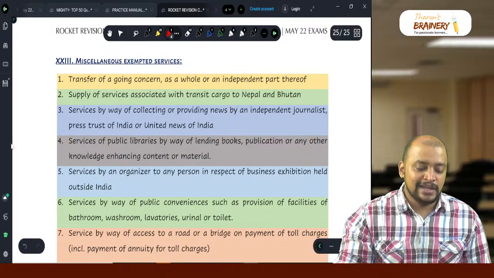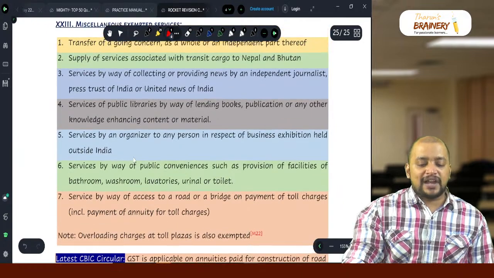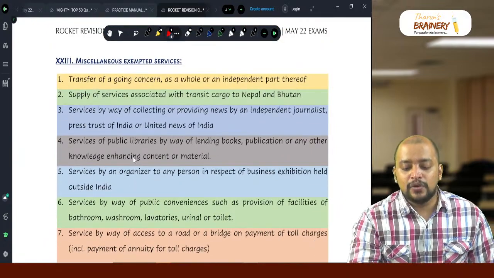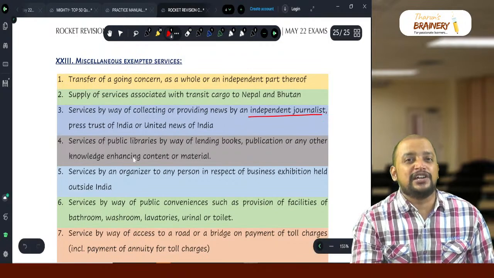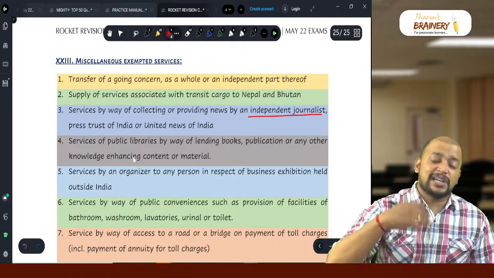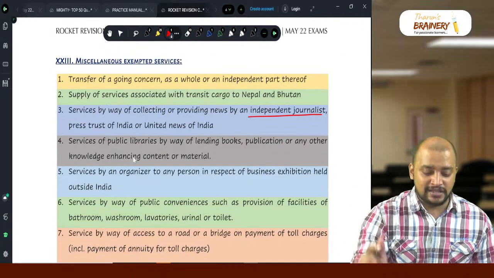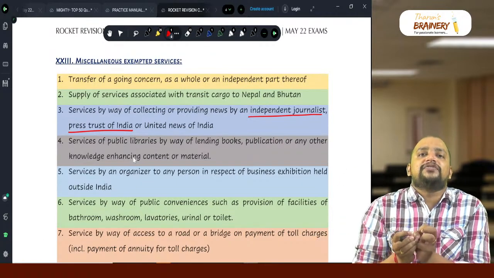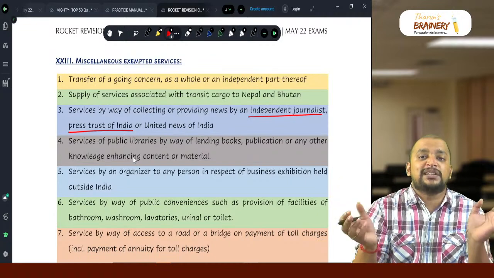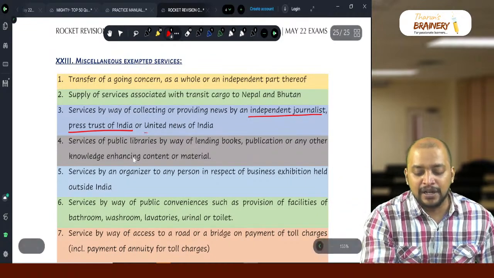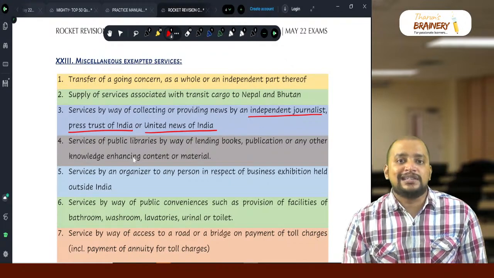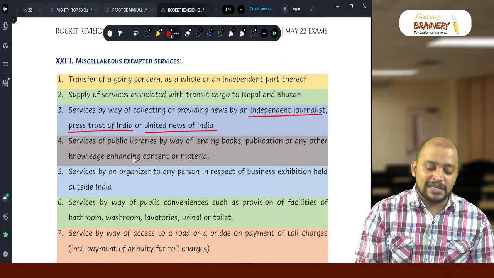Bhutan. That is this. Then services by way of collecting or providing news by independent journalists. So independent journalists who will not be working for any particular media news channel will be getting the news and will be selling the news, for which they get money, exempted. Same way Press Trust of India receives money for dissemination of information to all the newspapers. So money received by them is exempted. United News of India will be selling the footages of Parliament, etc., for which money received by them is exempted.